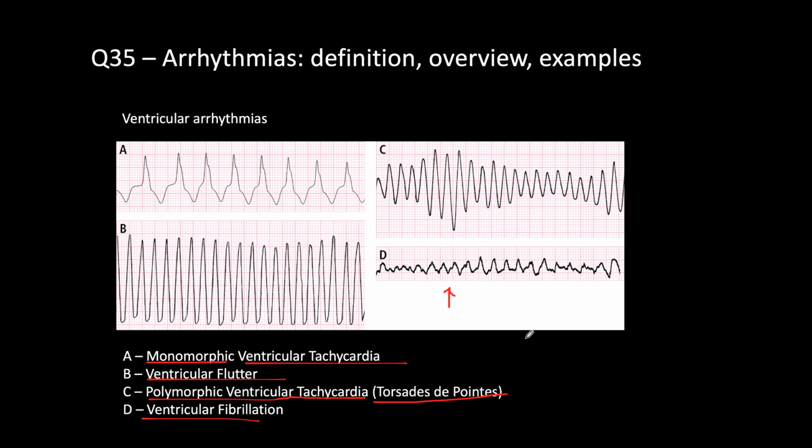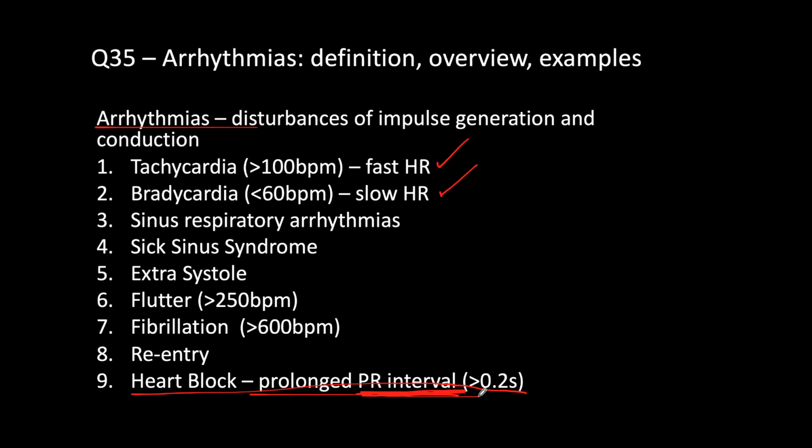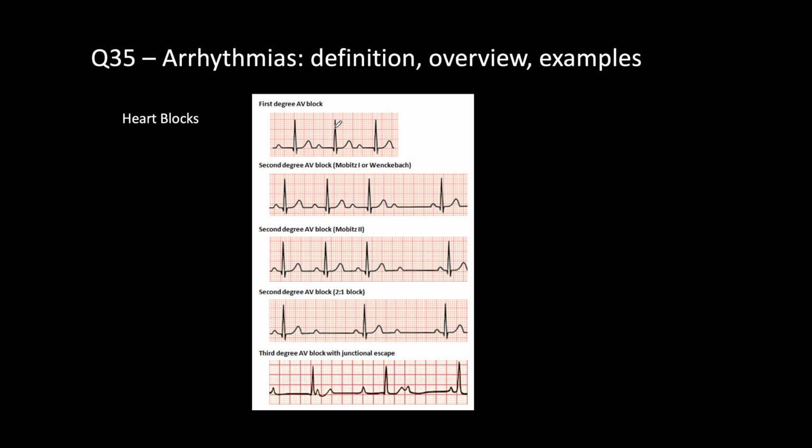And these are different heart blocks that you can have. Like I previously mentioned, a heart block has a prolonged PR interval over 0.2 seconds, so 200 milliseconds. And you have different degrees of the heart block, because if an SA node depolarizes and some of the wave of depolarization is able to reach the atrioventricular node, you have a first degree AV block.